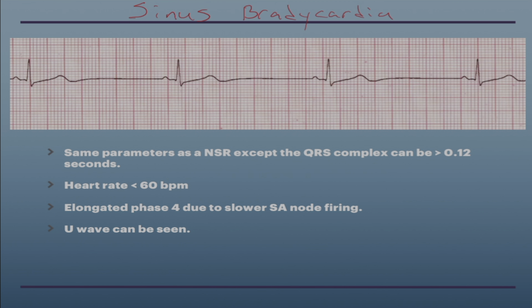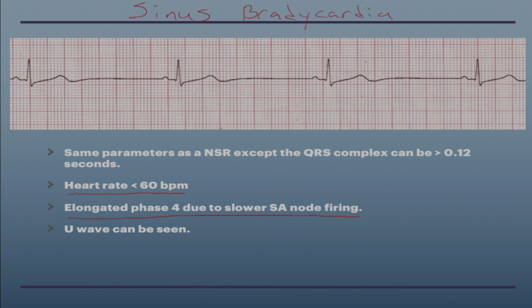So bradycardia is going to be any heart rate that is less than 60 beats per minute. If it's less than 60, we know that we are dealing with a bradycardic heart rhythm. Now, if we look here in bradycardic heart rhythms, and we remember back to a cardiac action potential, phase 4 is going to be elongated due to the SA node firing slower.